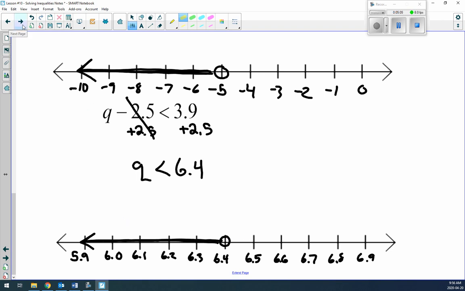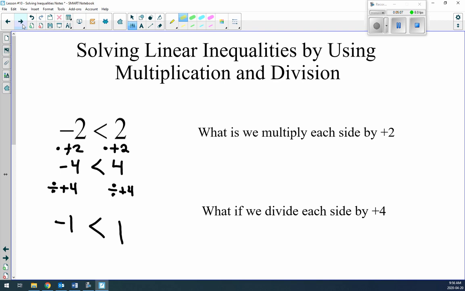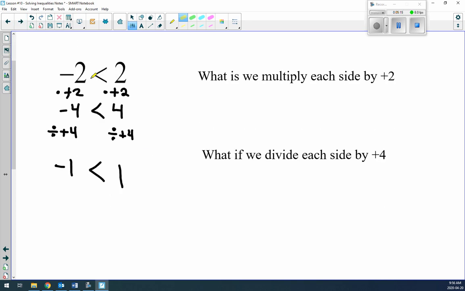All right, page 5. Now, when you're solving linear inequalities with multiplication or division, the rules are slightly different. Now, let's take a look at this. So if we have -2 is less than 2, which is true, let's say we times it by +2 on both sides. So -2 times +2 is -4. +2 times +2 is +4. -4 is less than 4. Okay, does that work? Yeah, it works.